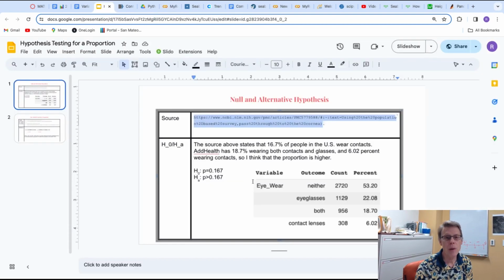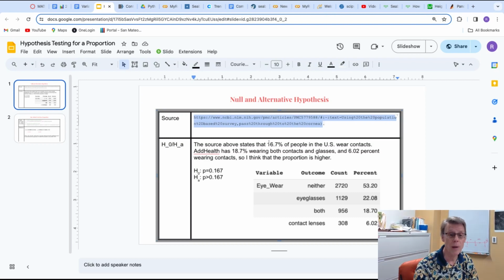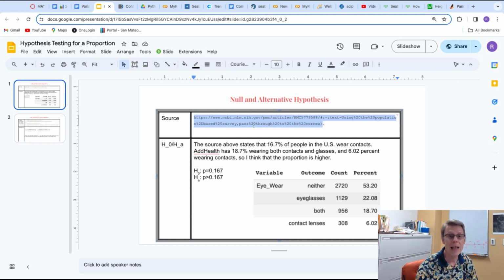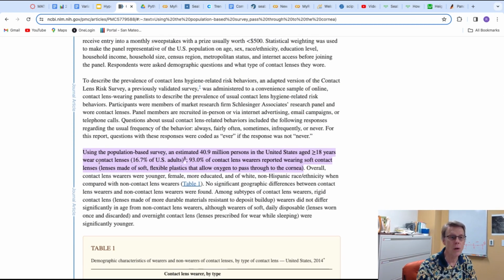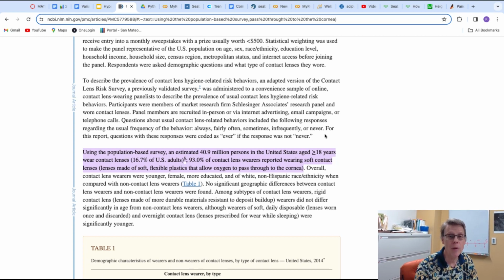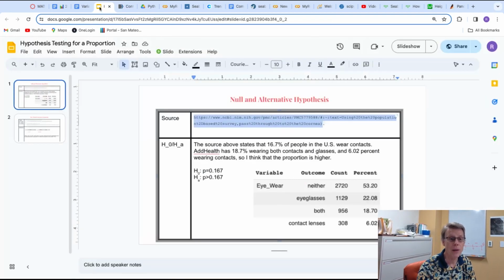So I decided to pick the iWhere variable. You could pick either of your categorical variables that you want to, but I picked the iWhere variable. And I looked at this website. I kind of Googled what's the proportion of people who wear glasses or what's the proportion of people who wear contacts. And I found this site, which is right here. And it says that approximately 16.7% of US adults wear contact lenses. Okay, so that piece of information is what I'm referring to when I do my hypothesis test.